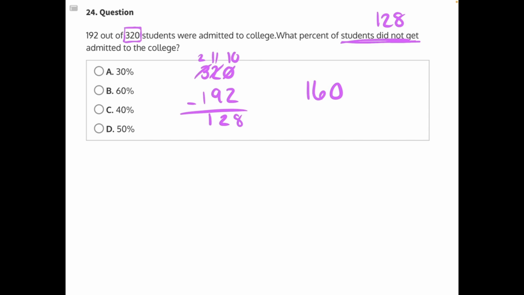And if we compare that to the number of students that did not get admitted, we will see that 160 is greater than 128, meaning that our answer should also be less than 50% or half. So we could cross out answer choice B and we could cross out answer choice D.